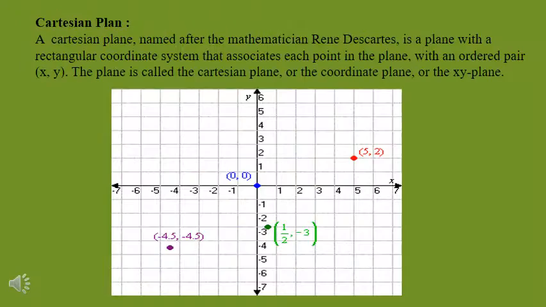Now students, let's see about Cartesian plane. The Cartesian plane consists of two directed and perpendicular lines whose intersection point is the 0 point for both the lines. The horizontal line is known as x-axis and the vertical line is y-axis.